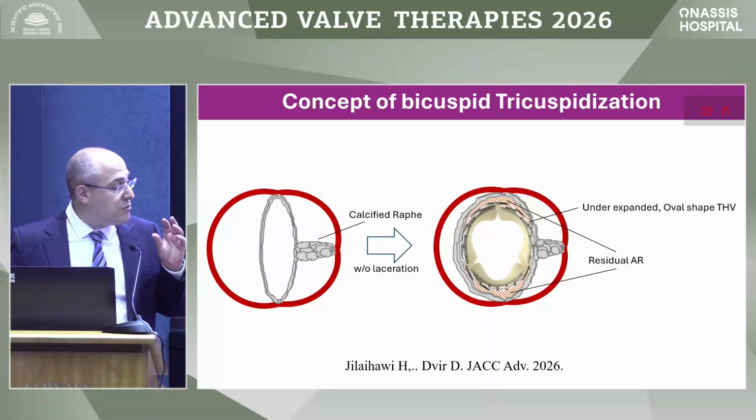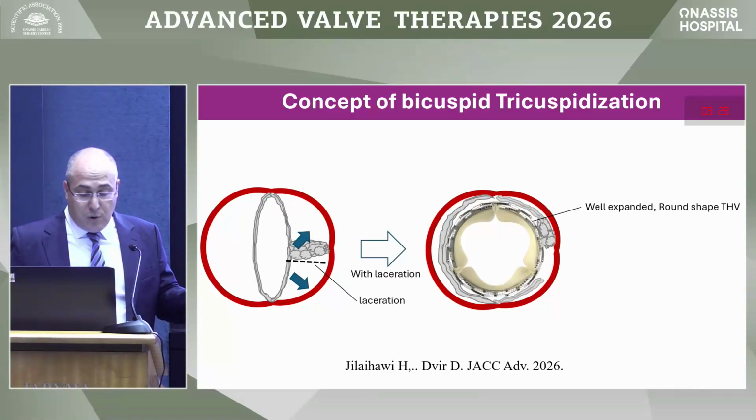And we know that we have that raphe in bicuspid cases, calcified raphe. We want to be able to deflect these leaflets without a problem. So maybe if we cut parallel to that raphe, we will be able to do it.